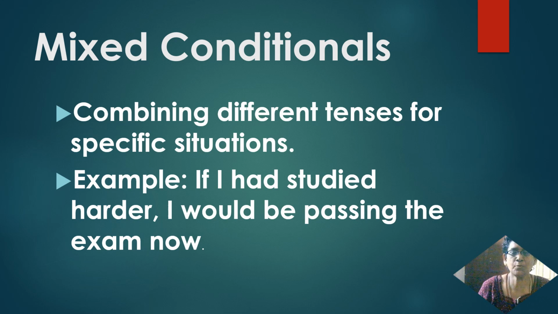So I was telling about the last one, mixed conditionals. This is combining different tenses for specific situations. For example, if I had studied harder, I would be passing the exam now. Here it's a combination, right? So two things, the first condition and the second condition, get mixed up. If I had studied harder, I would be passing the exam now. These are rare occasions. Mixed conditionals.